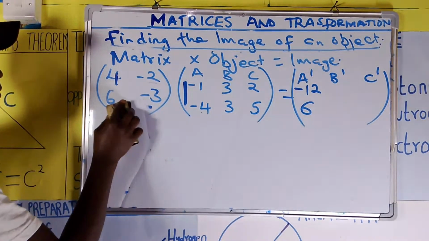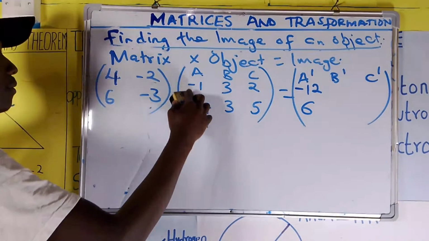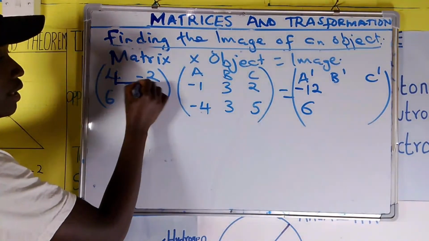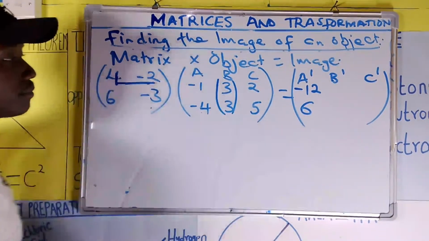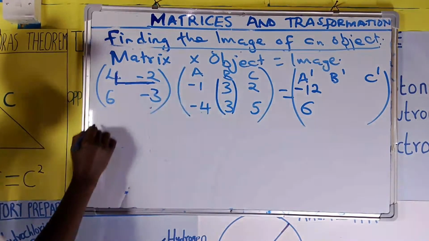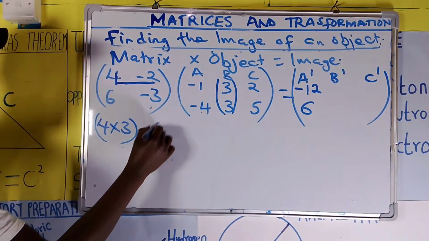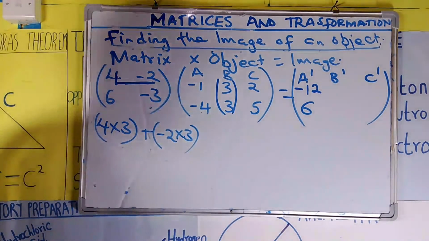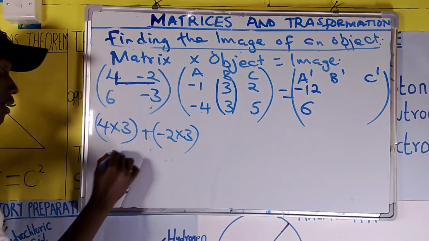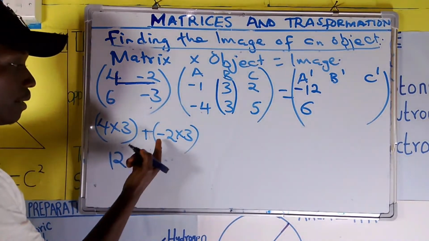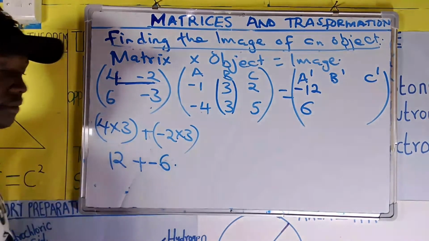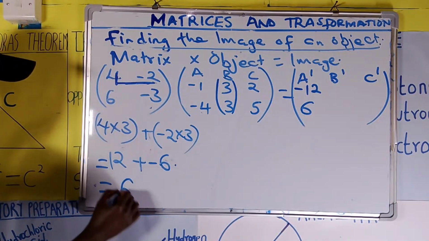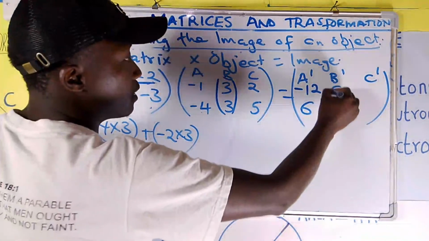For B prime, now we will start with the top row. So it will be 4 times 3 plus -2 times 3. That will give us 4 times 3 is 12, plus -2 times 3 is -6. So 12 plus -6 is 6. That will be 6.